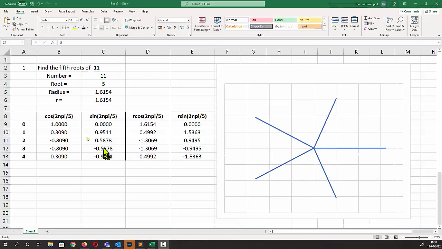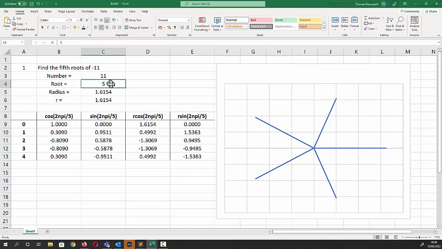we get these roots. So when n equals 0, the root is real. When n equals 1, the root is complex, which is this value here. When n equals 2, this is the root. When n equals 3, and when n equals 4.